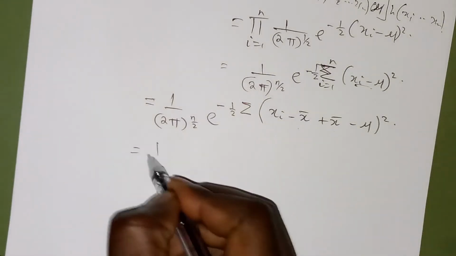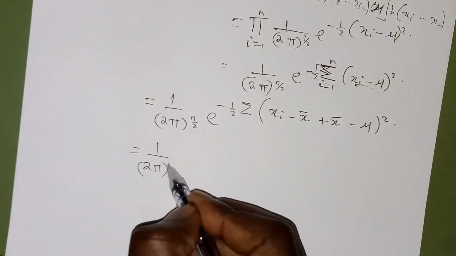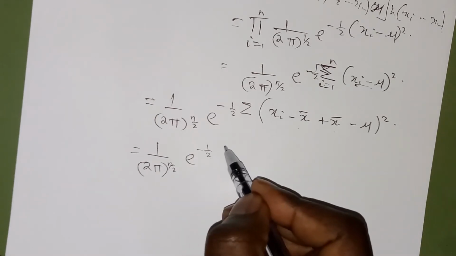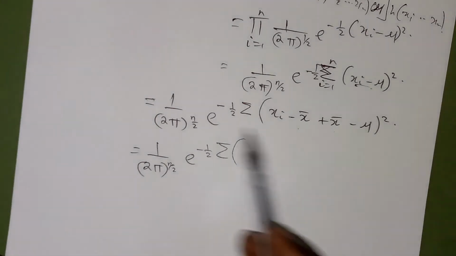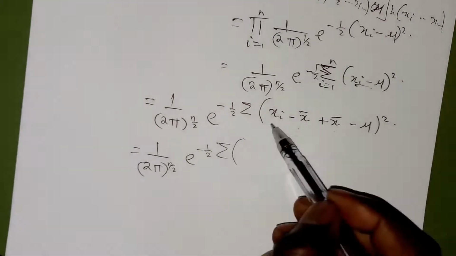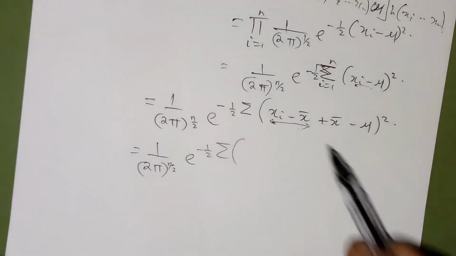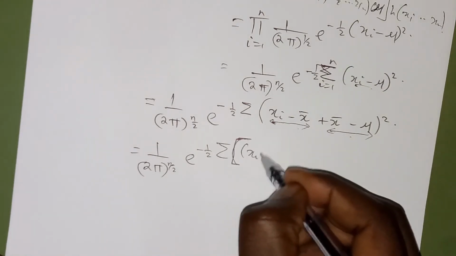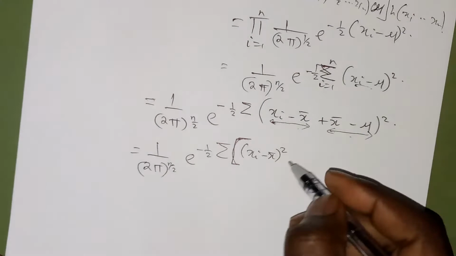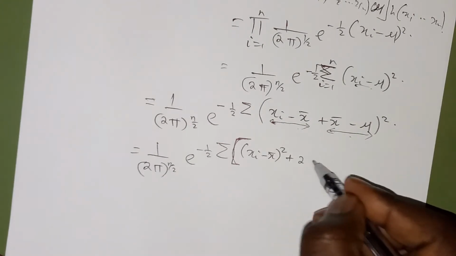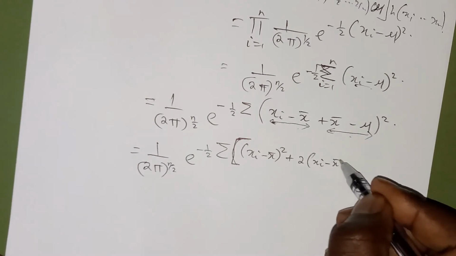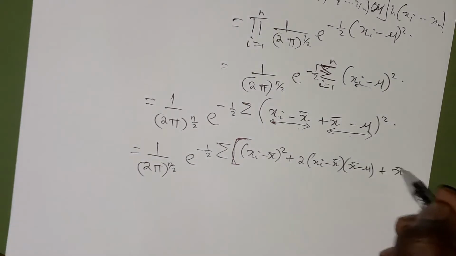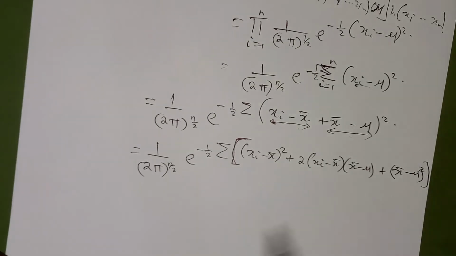All right, then we go on and say 1 over 2 pi to the power n over 2, e to the negative 1 over 2 summation of. So to square this easily, we are going to deal with this as one component and this one as one component. All right, so here we have (xi minus x bar) squared plus 2 (xi minus x bar) multiplied by (x bar minus mu), then plus (x bar minus mu) squared, like this.